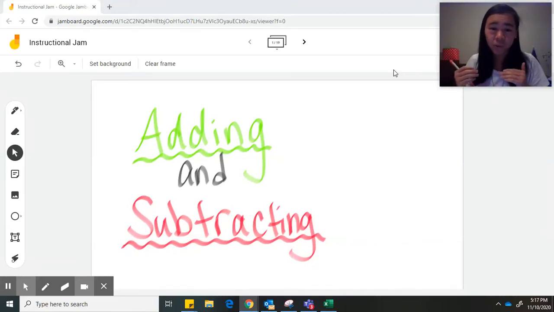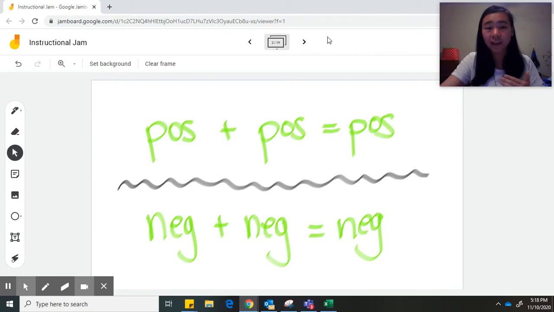Hey guys, so today we're working on adding and subtracting positive and negative numbers. Now there was a video on adding and subtracting using counters, showing those models, but for this video we're just looking at numbers, some rules, some tips and tricks and whatnot on how you can add and subtract positive and negative numbers successfully. All right, so let's start with adding here.